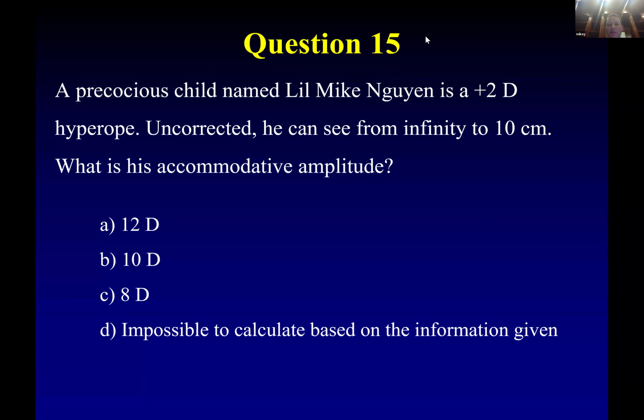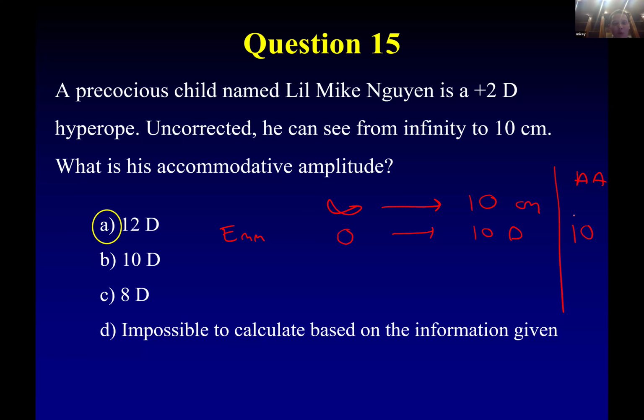And so you have to say whether they're corrected or not, because that's really important. So in this case, he is a +2 diopter hyperope, but he's uncorrected. He doesn't have glasses on. So here's his range of clear vision, infinity to 10 centimeters. If he was an emmetrope, it would be 0 accommodation here, 10 diopters of accommodation here. So let's say this is an emmetrope: his accommodative amplitude would be 10.